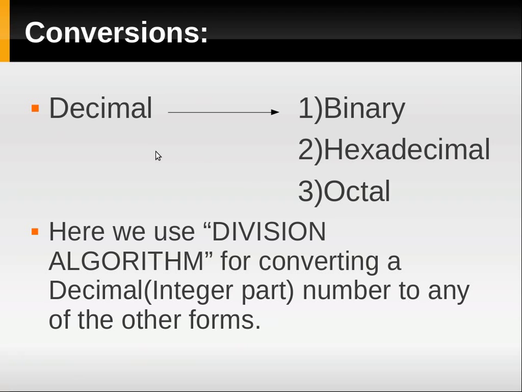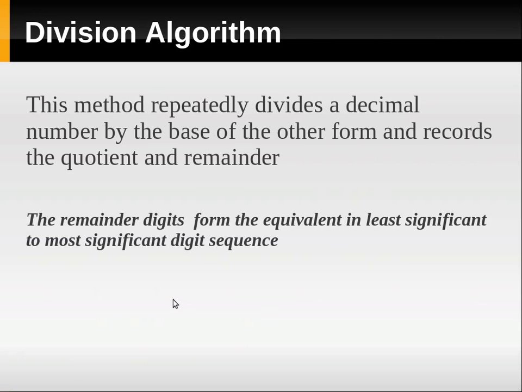In order to convert a decimal value into any other form, we would be using one algorithm. That algorithm is the division algorithm. Okay, now in this I would be showing only the integer part but not the fractional part. So initially we will see what that division algorithm is. This method repeatedly divides a decimal number by the base of the other form and records the quotient and remainder. So here we have to divide the given decimal number by the base of the destination, and we have to preserve the remainder in each and every process. So divide the given value by the destination base, preserve the remainder, and then again divide the resultant quotient.